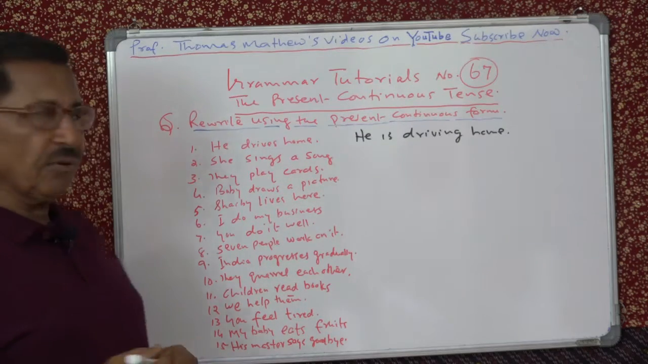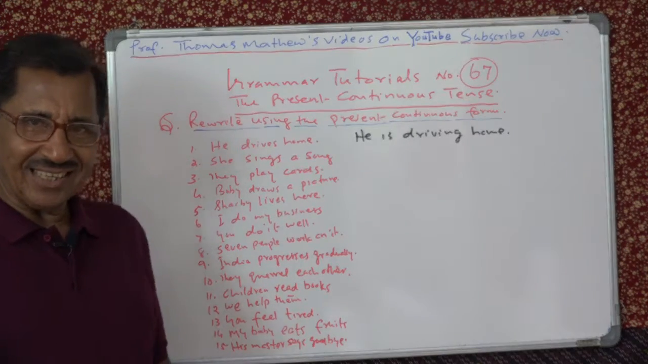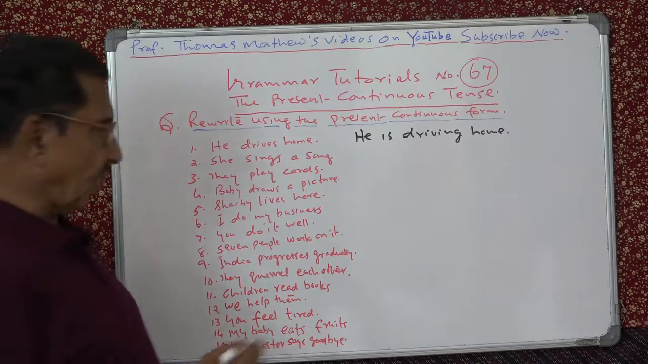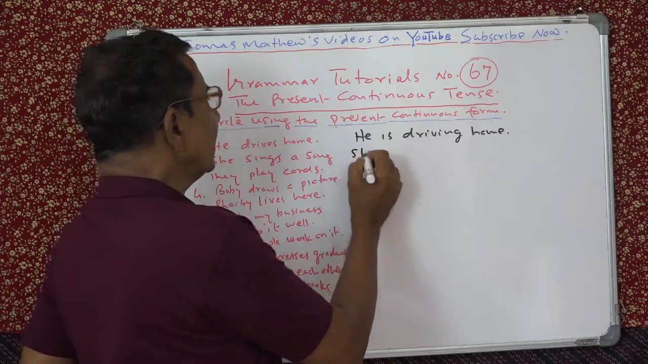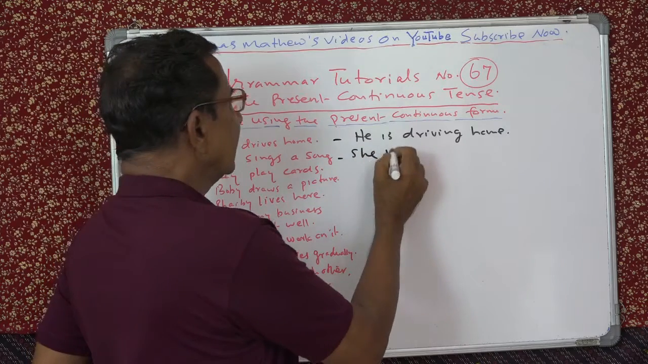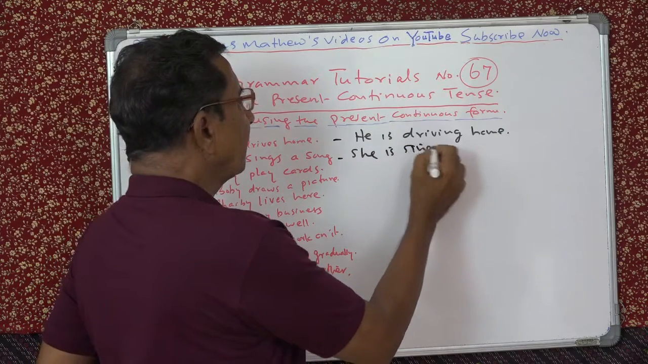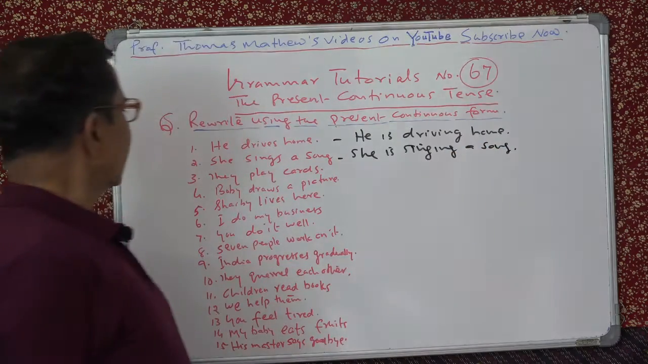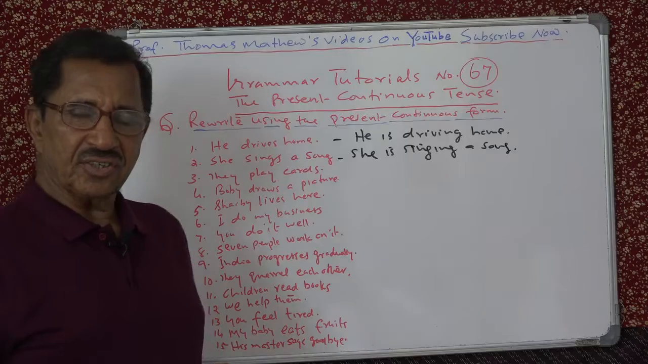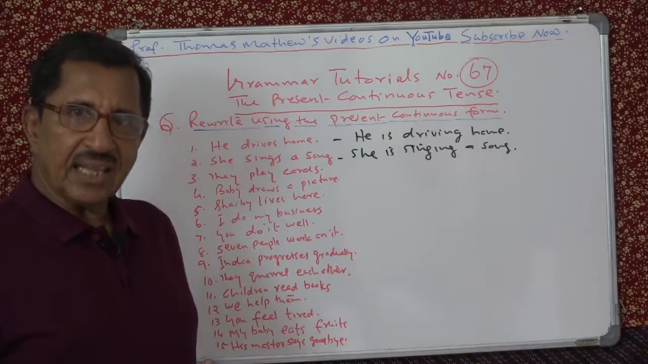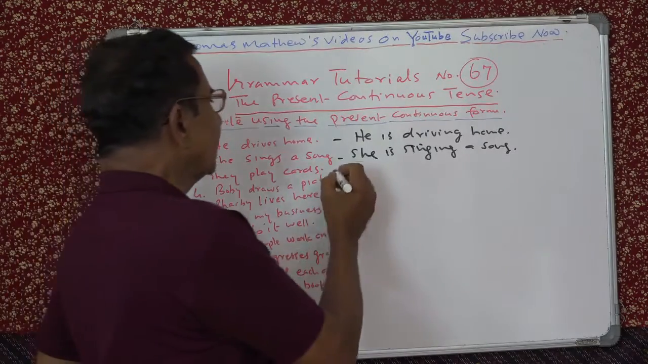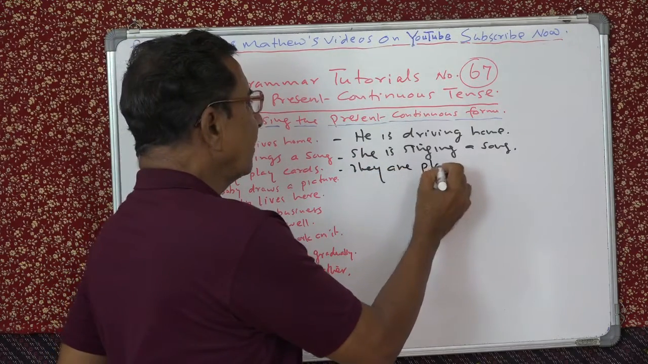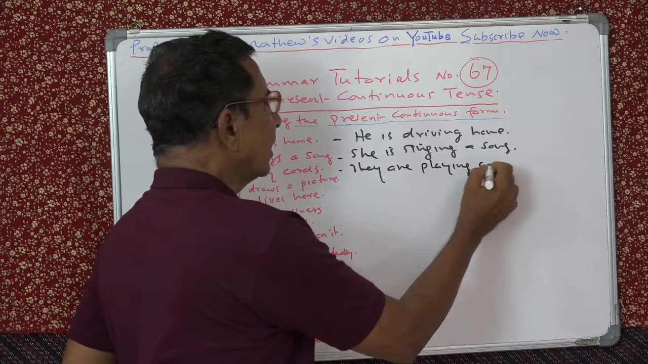Very good. So the second one we will do together. That is, she sings a song. She is singing a song. Alright. Very good. Correct. Third one, they play cards. So what will be the form? They are playing cards. That is the form.